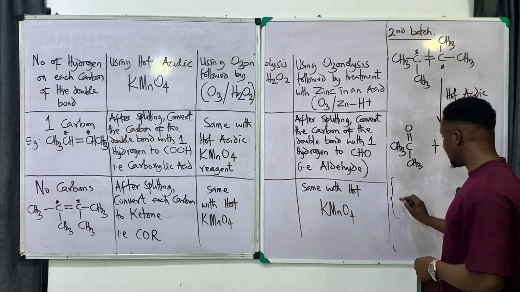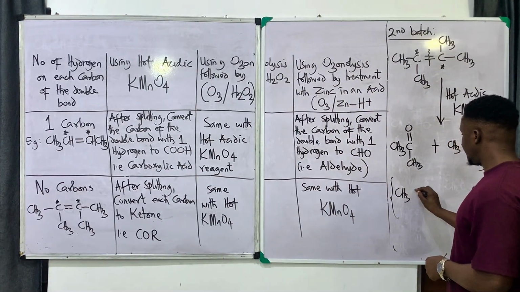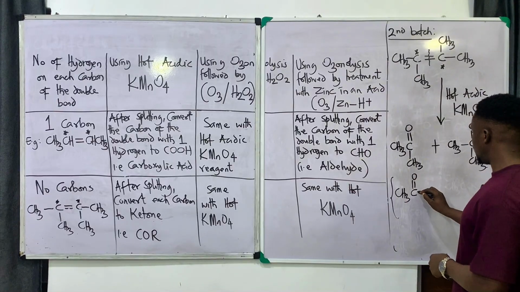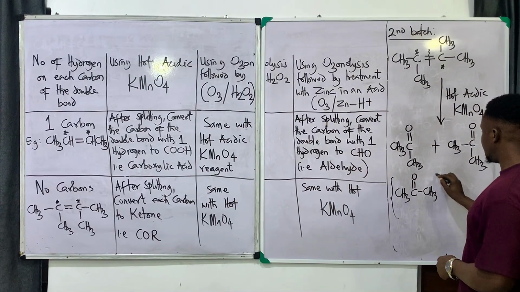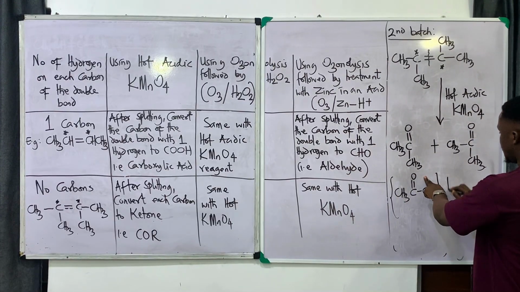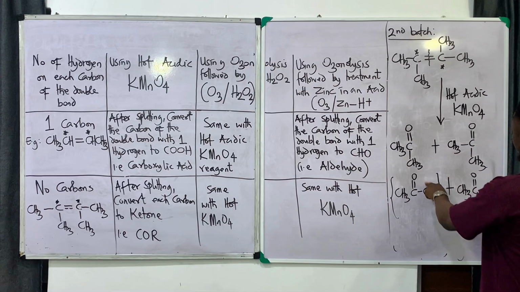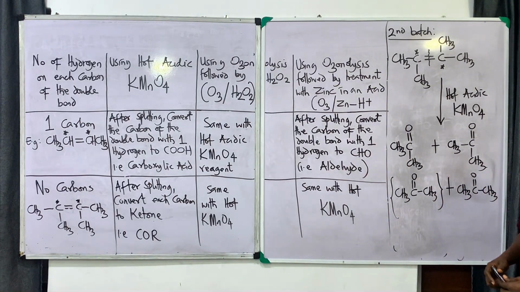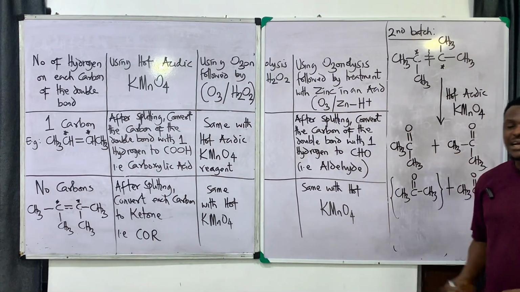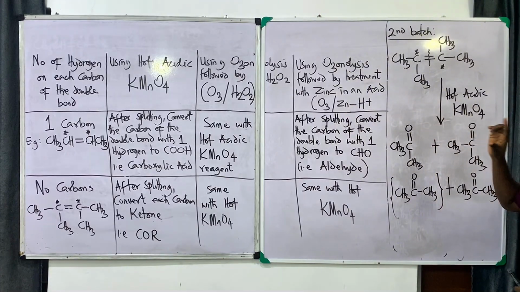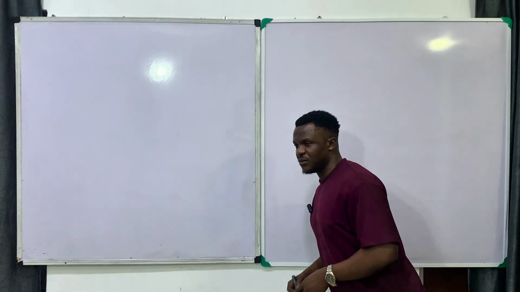So this is still the same thing as saying CH3COCH3 plus CH3COCH3. So this is a ketone. All right, so I'm going to clean up these both and give us a reaction, and then let's twist our heads more. All right, let's look at some few examples.